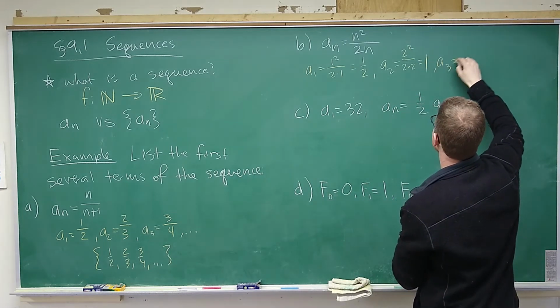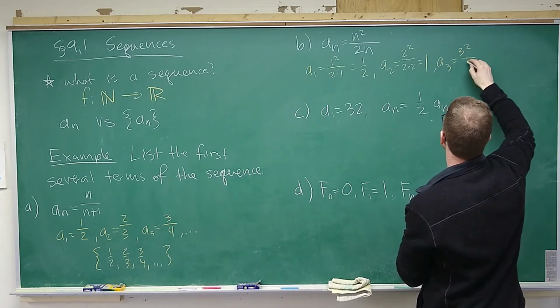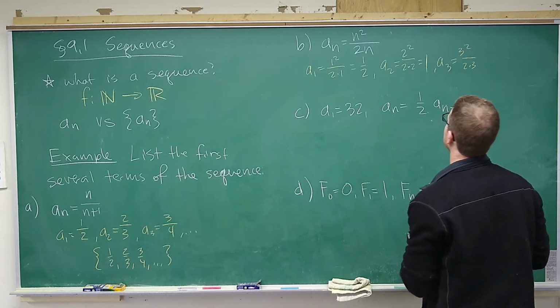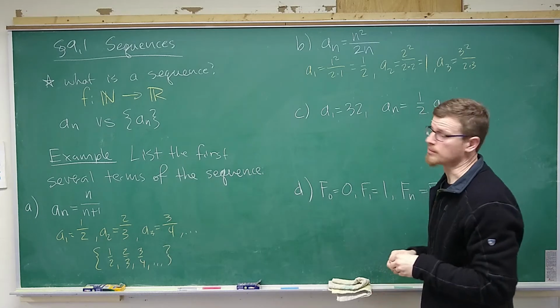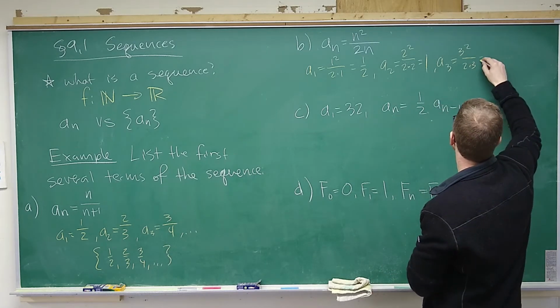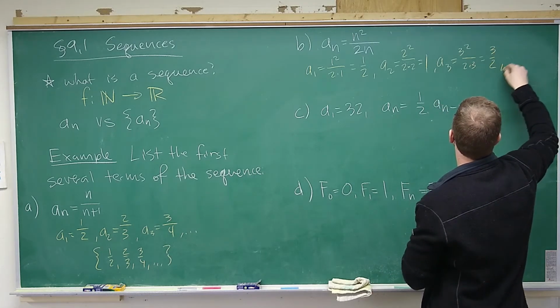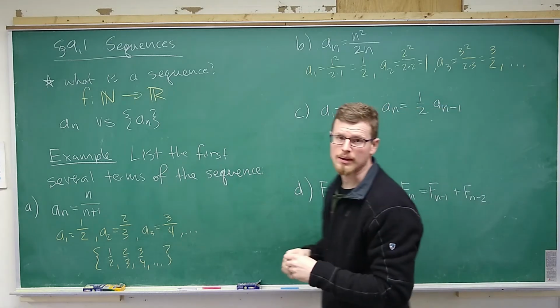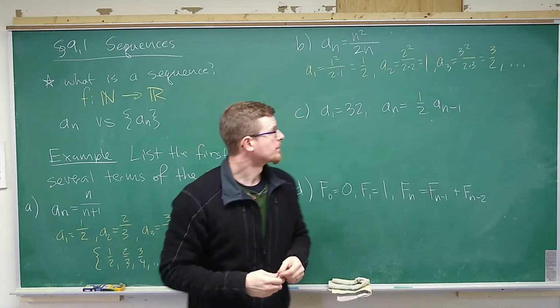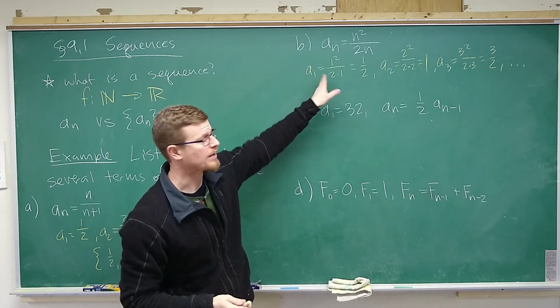A sub 3 is equal to 3 squared divided by 2 times 3. So there's a common factor of 3 there that will cancel out, so we have 3/2. And this will continue on. Awesome. And it's perfectly fine to leave our response in this way.